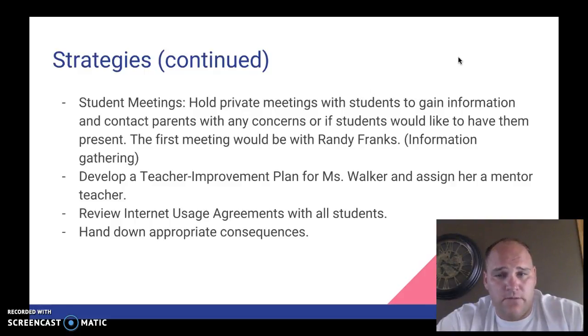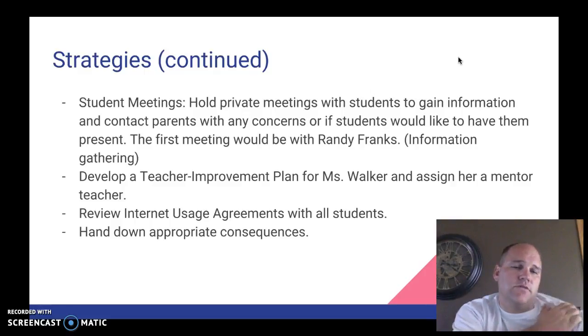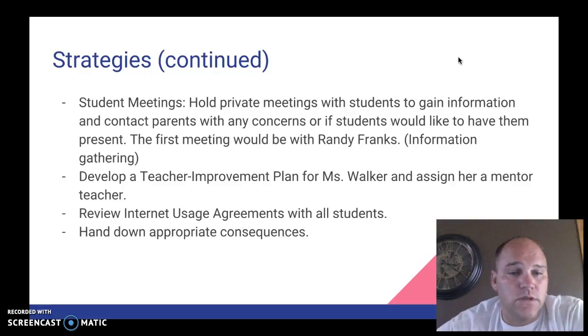Develop a teacher plan of improvement. Again, we need to help Ms. Walker understand her shortcomings as a teacher, and it's not so much the demanding part. I feel it's more of a communication issue, how she communicates her expectations to students and parents, and how we can help her become a better teacher without lowering her standards. I think high standards are something that are extremely important for all students.